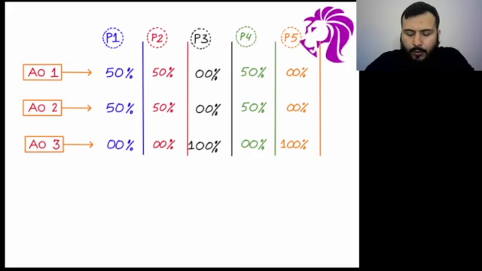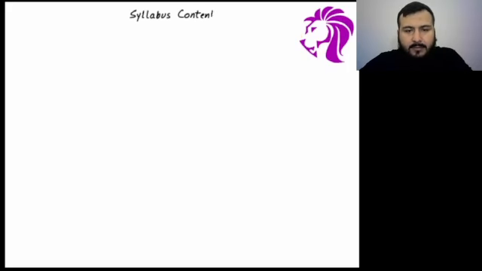Now moving on to the content. If I talk about the syllabus content, for AS you have 11 chapters. Now I have written each of these chapters in a different color.